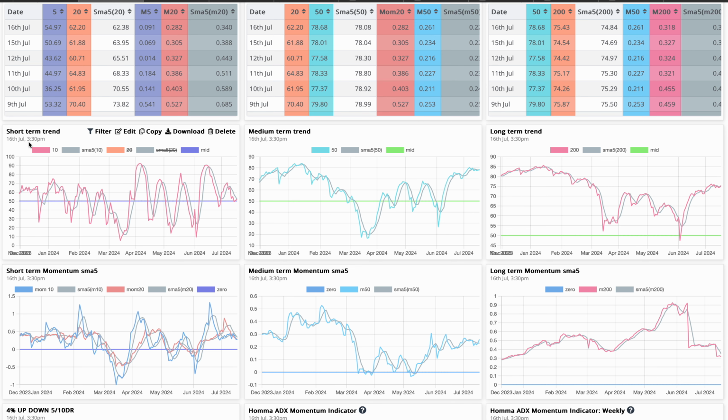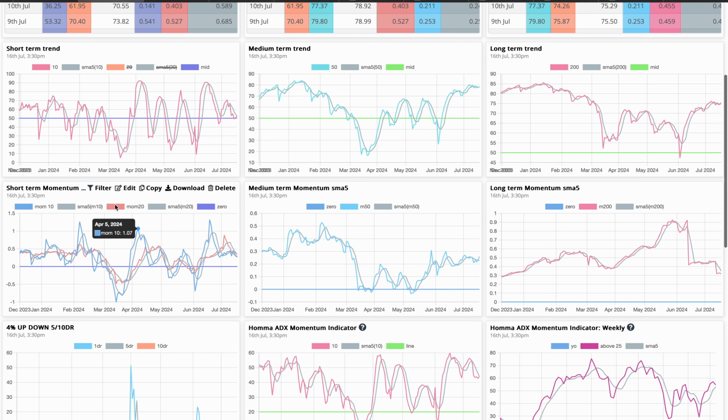So this is how one can see the short term trend. How one can see the short term momentum?